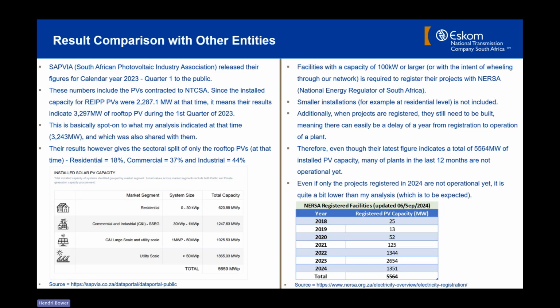Now you'll notice that, as I mentioned on the previous slides, mine is showing almost 6,000. But it's to be expected that it's different, since the ones registered at NERSA only include your larger facilities. But I do believe that it still gives you a great insight, and it also opens the window to see how many plants are coming.